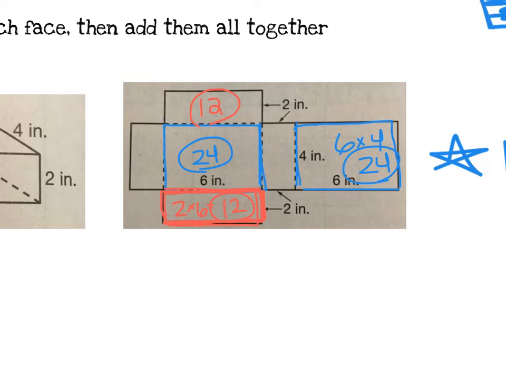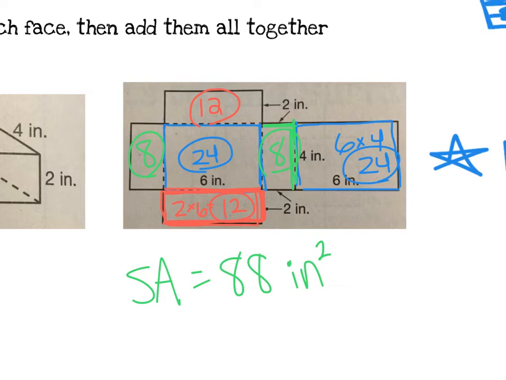Okay, and then we still have this little part right here. So this is 2 inches by 4 inches. So 2 by 4 is 8, and this one is also 8. And then you're going to go through and you're just going to add all those numbers up. So 12 plus 12 plus 24 plus 24 plus 8 plus 8. And we would find that our surface area is 88 inches squared. Okay, just like regular area, we always measure in square units.